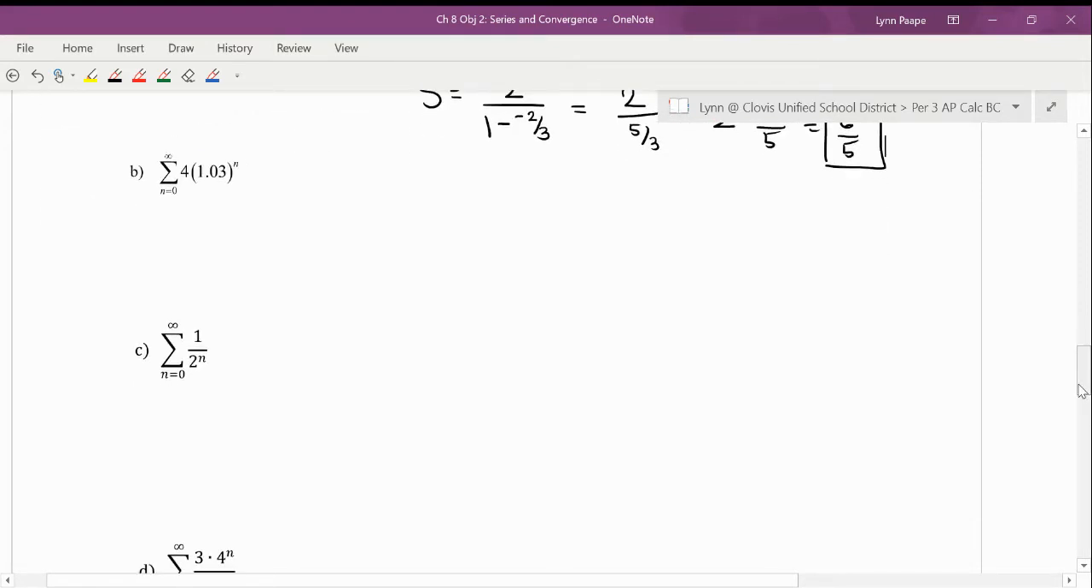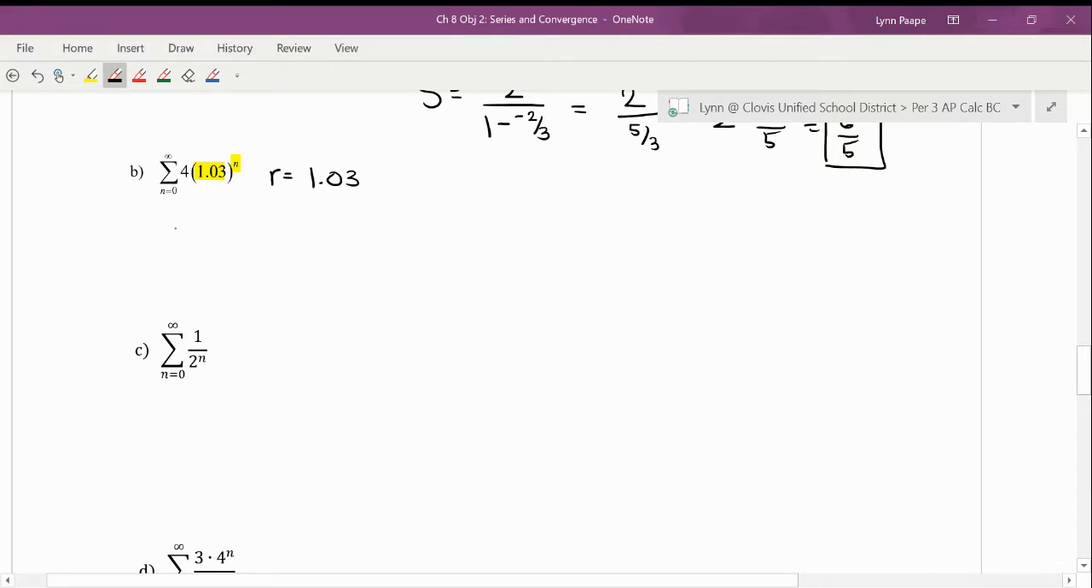Okay, so moving on, let's take a look at B. For this one right here, again, I'm recognizing this is geometric, a couple ways to look at that. I have a variable exponent, right? So there's that variable exponent, and then my ratio is going to be the base of that. So I can see that my ratio is equal to 1.03. Is that absolute value greater than 1 or less than 1? Because it's bigger than 1, that means my numbers are getting bigger, because I'm multiplying by a number bigger than 1.